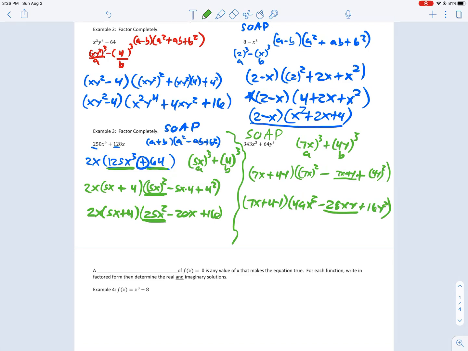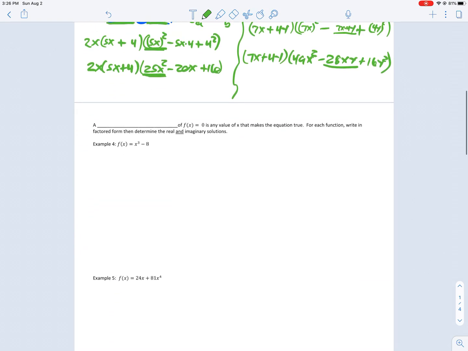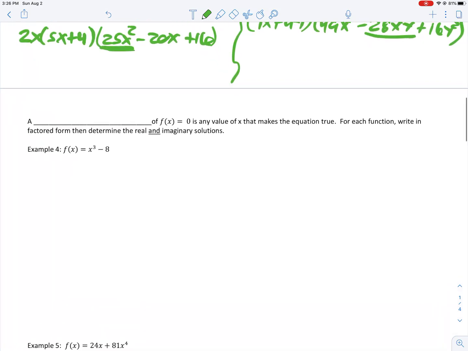Okay, so that was just a lot of practicing of using SOAP, right? Be able to factor sum and difference of cubes. So now if you flip your notes over, a blank of f of x equals 0 is any value that makes the equation true. So a solution is any value of x that makes your equation true.